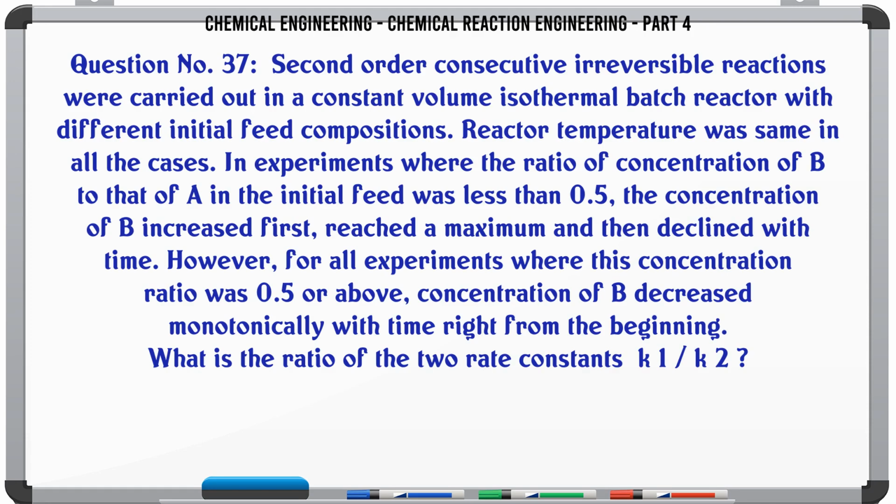Second-order consecutive irreversible reactions were carried out in a constant volume isothermal batch reactor with different initial feed compositions. Reactor temperature was the same in all the cases. In experiments where the ratio of concentration of B to that of A in the initial feed was less than 0.5, the concentration of B increased, first reached a maximum and then declined with time. However, for all experiments where this concentration ratio was 0.5 or above, concentration of B decreased monotonically with time right from the beginning. What is the ratio of the two rate constants K1/K2? A. 14, B. 12, C. 2, D. 4. The correct answer is 14.